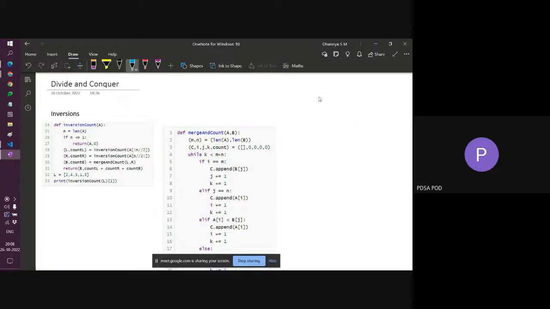Yeah. So in the divide and conquer algorithm, right? So you have a problem. You divide this into sub problems. This might further get divided into sub problems, right?